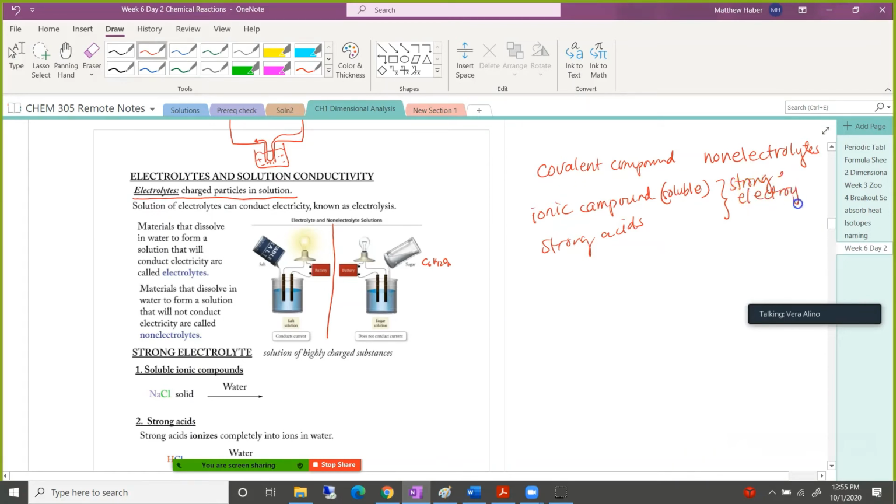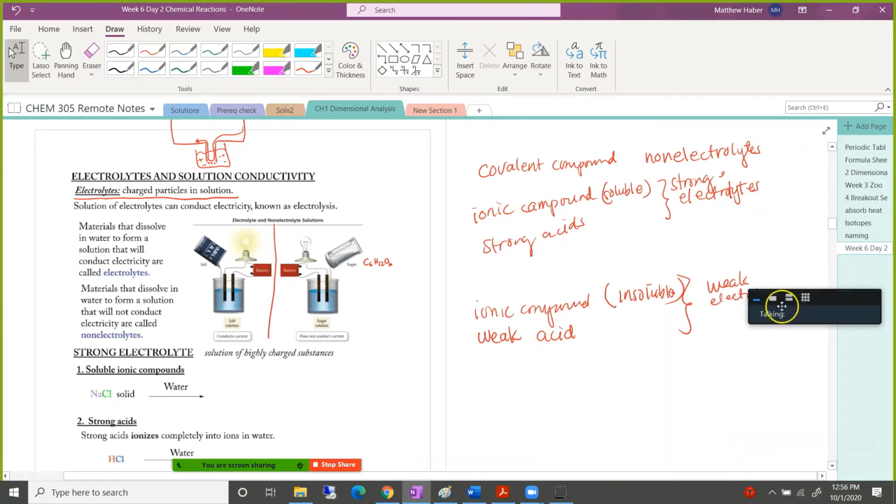If they completely break apart, then they're called strong electrolytes. Now what about those ionic compounds that do not break apart easily in water? We call them insoluble ionic compounds. And there are also some acids called weak acids that don't break apart easily. Because they only partially break apart, they're called weak electrolytes.